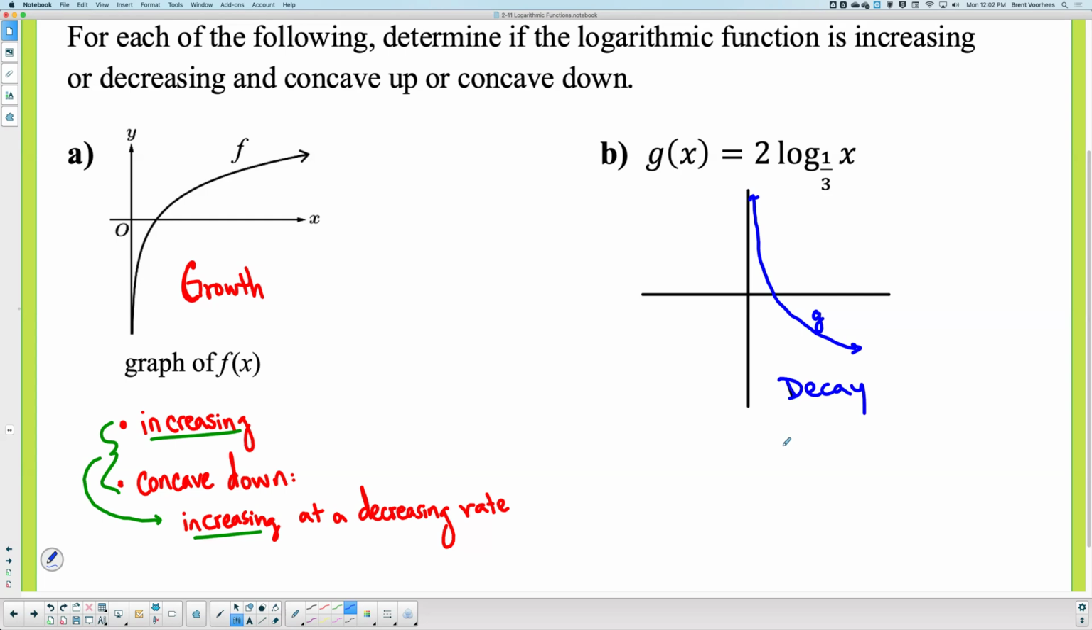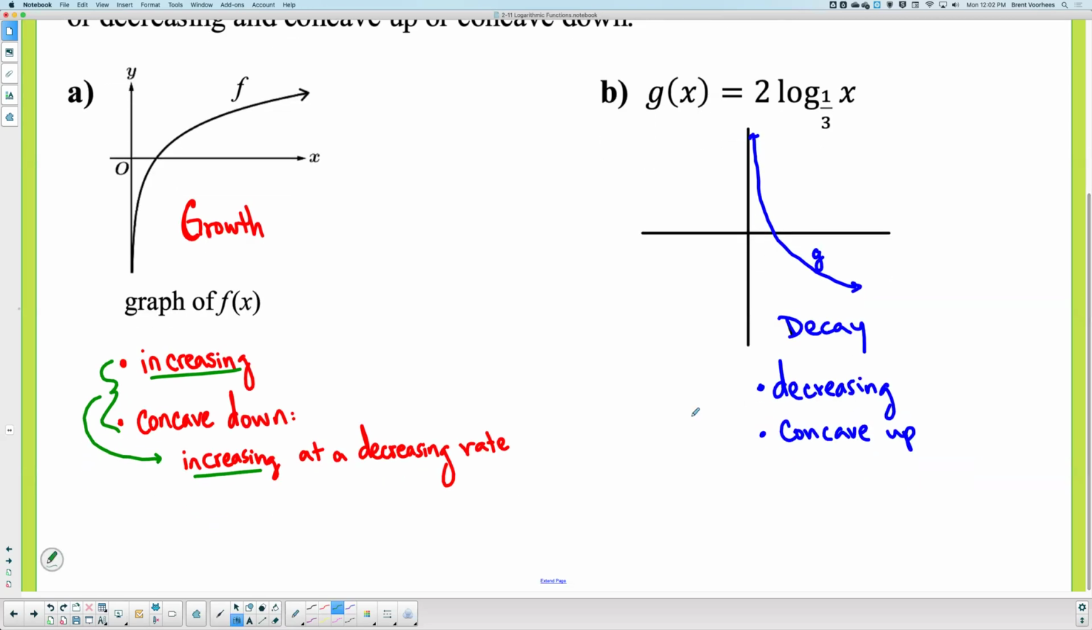Okay, so tell me, is this graph increasing or decreasing? Decreasing. This graph is decreasing. Now let's talk about, is it concave up or concave down? It's curving upward, so this is concave up. If you put these two statements together, we would say this graph is decreasing at an increasing rate. Decreasing at an increasing rate when you put those together.